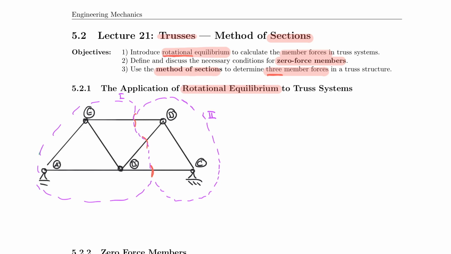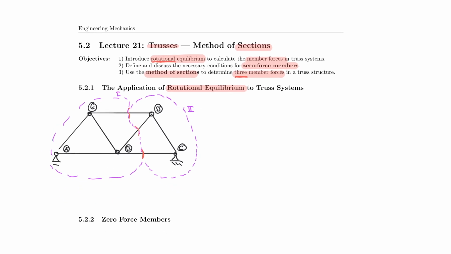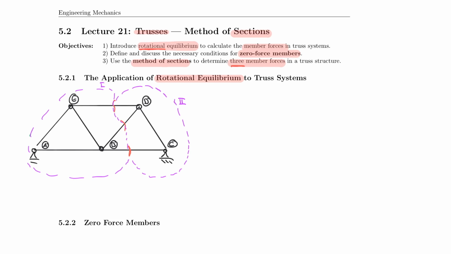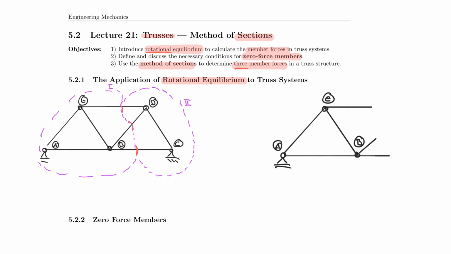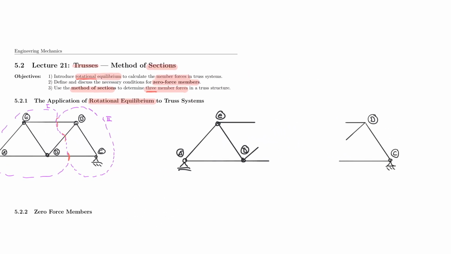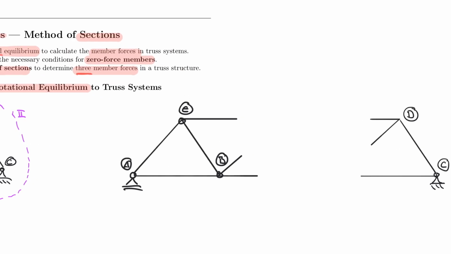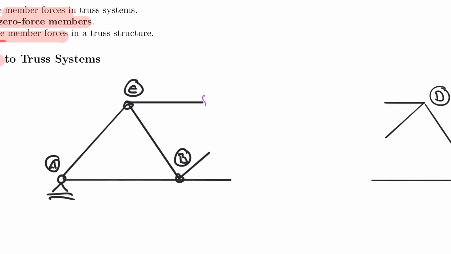To clarify that a little bit more, I will now draw the very same structure separated at that cut, and that looks like this. I have the left side cut here and the right side cut of the structure right here. By doing that, I effectively separated and released the internal forces at those locations.